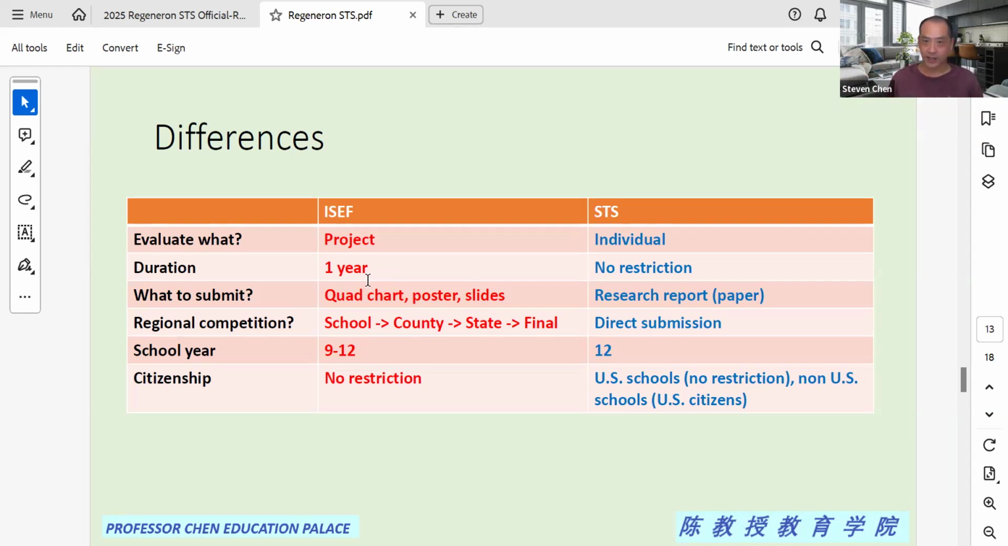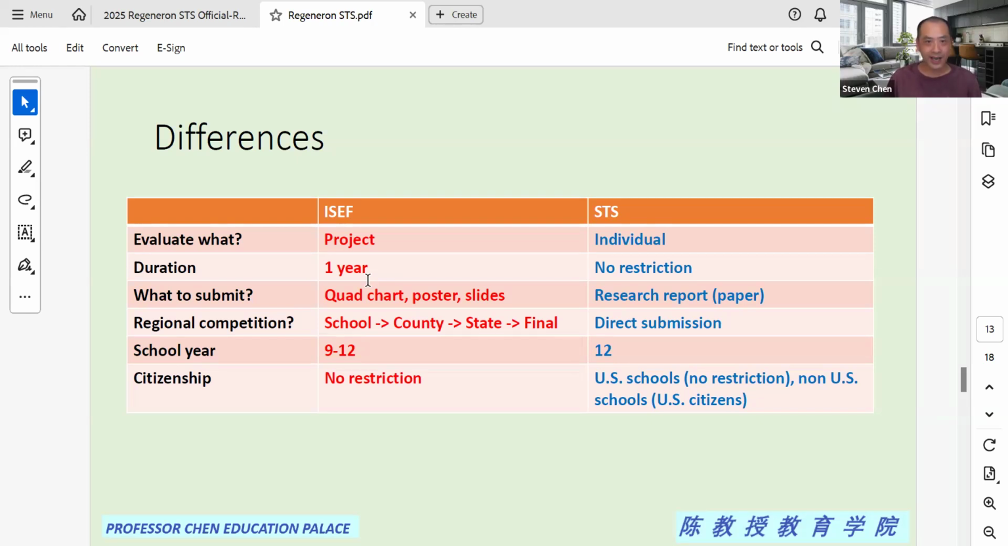But that is not true for STS. So STS is an individual-based competition. So they try to evaluate every individual student rather than a project. So this is fundamental. It is because for SF projects, suppose you did it in collaboration with another high school student. So this project was fantastic. It got the first place, second place.